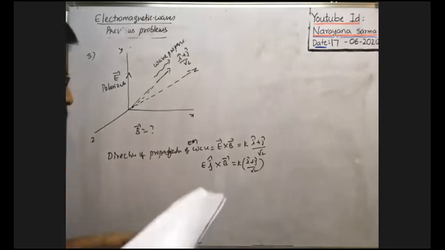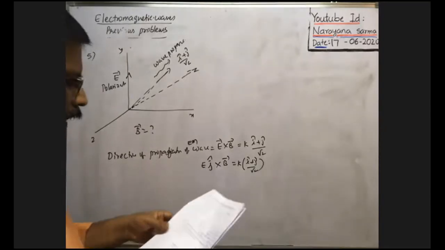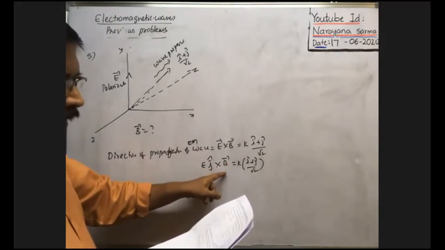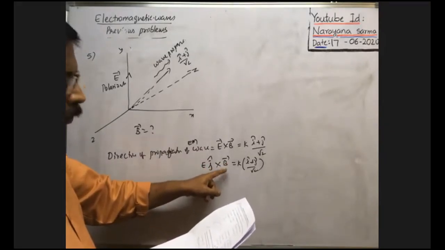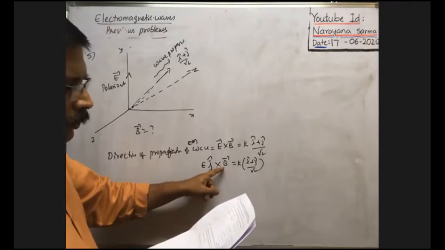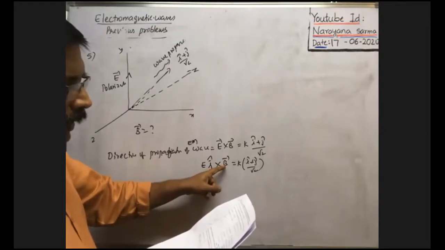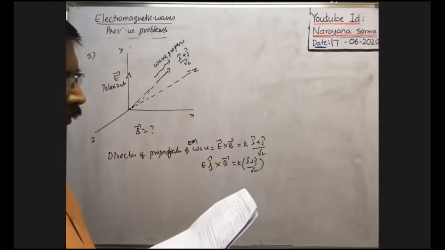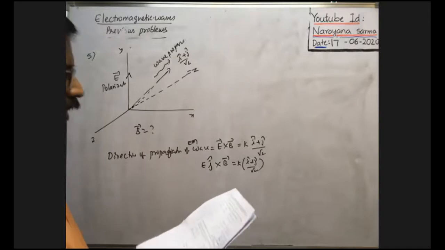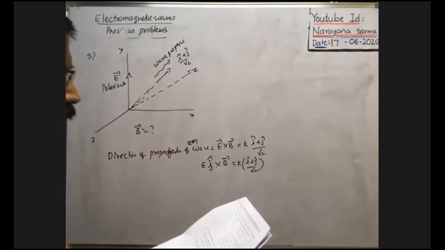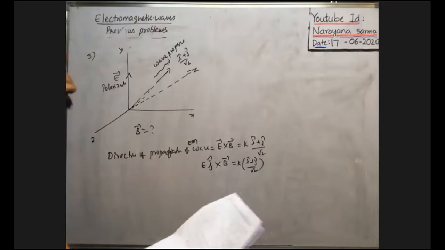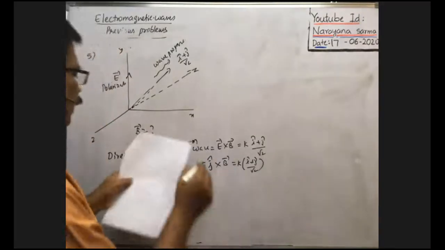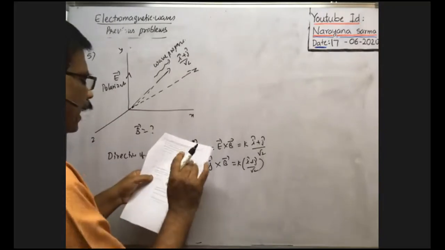Here we verify the options. In option 1, (i cap plus j cap)/root 2 is there. B bar is equal to B naught into k cap into cos(omega t minus k into (i cap plus j cap)/root 2), is there, no? Here, what is the direction of magnetic induction in that formula? The first option, you see the first option. First option is given as B naught into k cap cos something.